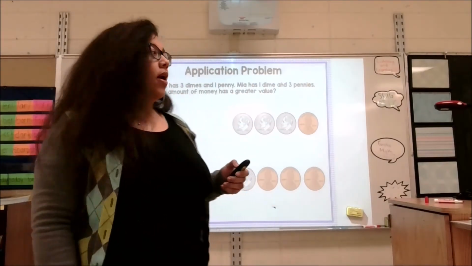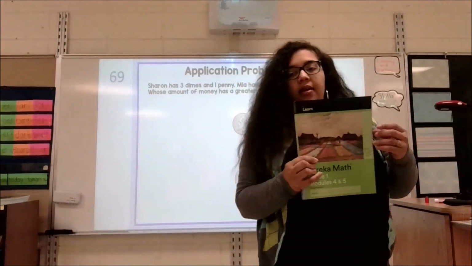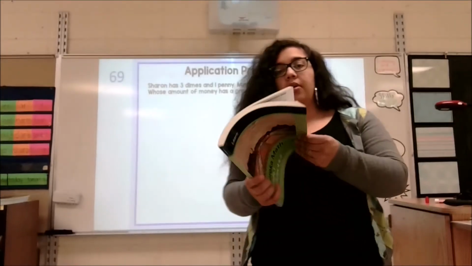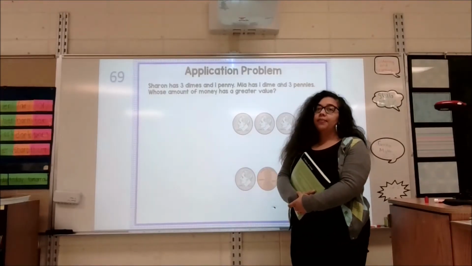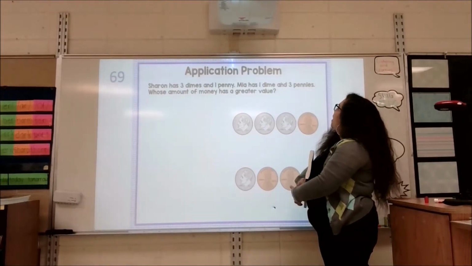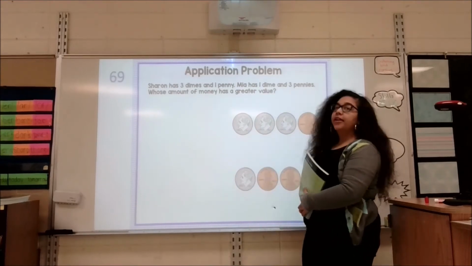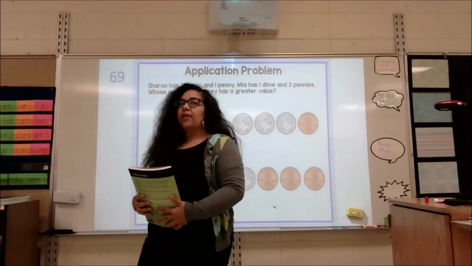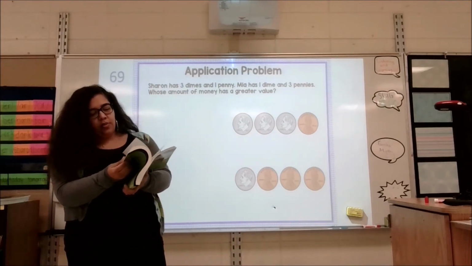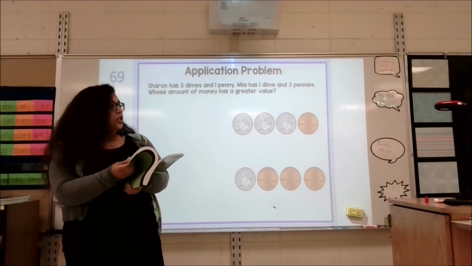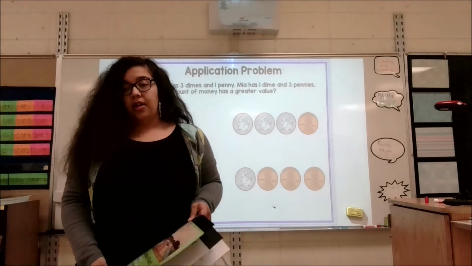Your application problem lives on page 69 in your lovely Flower Beds Learn book. And it reads, Sharon has 3 dimes and 1 penny. Mia has 1 dime and 3 pennies. Whose amount of money has a greater value? Even helped you out and gave you some color pictures of it. I want you in your book to work it out. Notice we are comparing Sharon and Mia's money. We're not combining. We're not taking the one from the other.